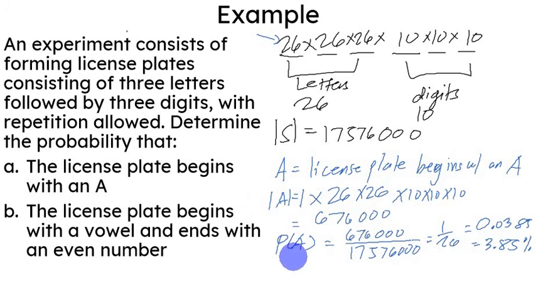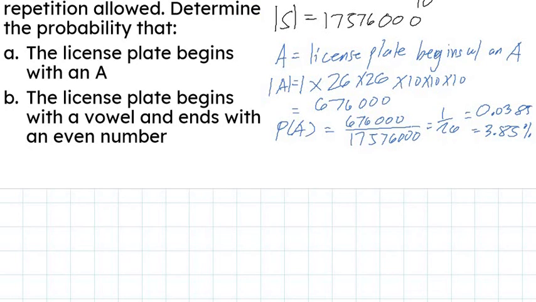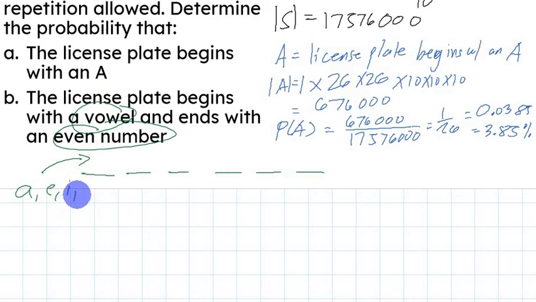Let's now go with letter B. For letter B, the license plate begins with a vowel and ends with an even number. So let's have again the slots 4, 5, 6. If it begins with a vowel, it can be A, E, I, O, and U. So there are 5 possible letters here. While here it's an even number.